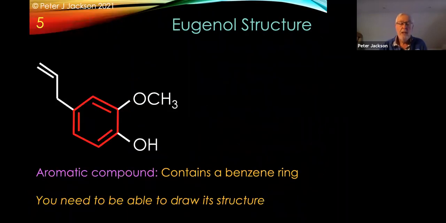And it's used as a flavouring, clove rock, and as a painkiller. I've said that already. Now, you need to know the structure of eugenol. You need to know it. It's an aromatic compound. It contains a benzene ring. The benzene ring is shown in red here.